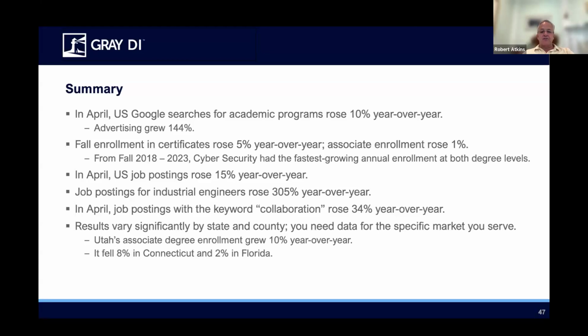And keep in mind, results vary by state and by county. You do need the data for the particular market you serve. Utah's associate degree enrollment grew 10% year over year versus a 1% national shift. It fell 8% in Connecticut and 2% in Florida. So very widely divergent results by state. And also remember that within a state, it may be quite different from one county to another.